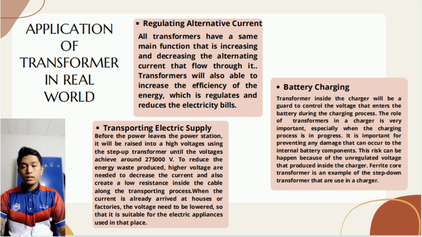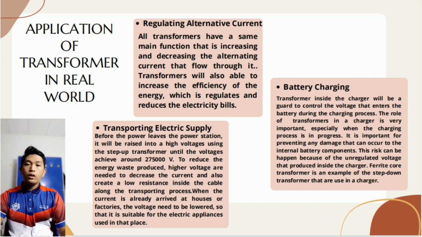Then we move to battery charging. The transformer inside the charger acts as a guard to control the voltage that enters the battery during the charging process. The role of the transformer is very important, especially when the charging process is in progress. It is important for preventing any damage that can occur to the internal battery components. The risk can happen because of unregulated voltage produced inside the charger. For example, step-down transformers are used inside the mobile phone charger, but only a ferrite core transformer is used, operating at 100s of kilohertz or even a few megahertz.